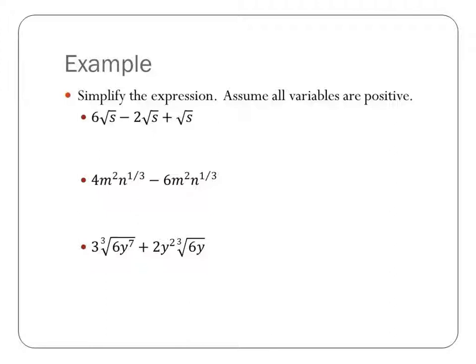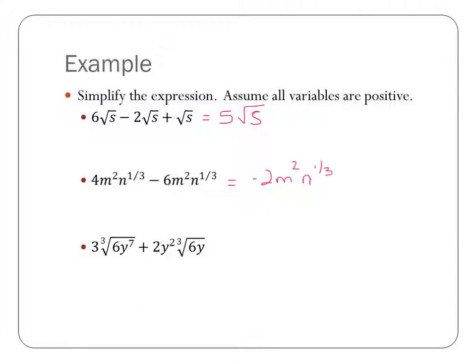Okay, simplifying still. If we have 6 square roots of s, and we subtract 2 square roots of s, and we add another square root of s, we are left with 5 square roots of s. Okay, so 6 minus 2 is 4, add another one is 5. If we have 4m squared to the 1/3, and we subtract 6m squared to the 1/3, we are left with negative 2m squared to the 1/3.